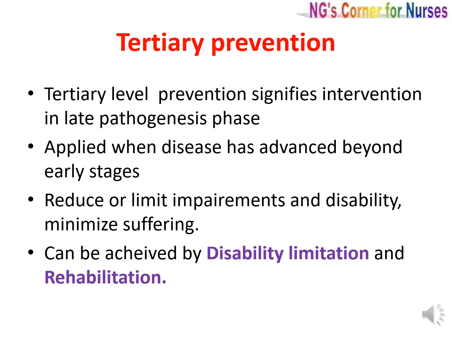Next is tertiary prevention. Tertiary level prevention signifies intervention in the late pathogenesis phase. It is applied when disease has advanced beyond early stages. The goal of it is to reduce or limit impairments and disability and minimize suffering. It can be achieved by disability limitation and rehabilitation.